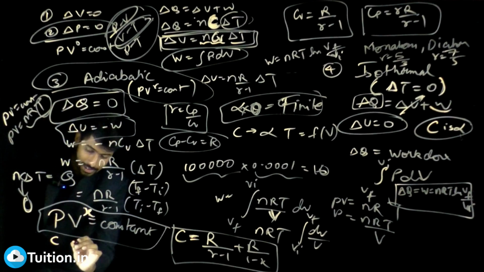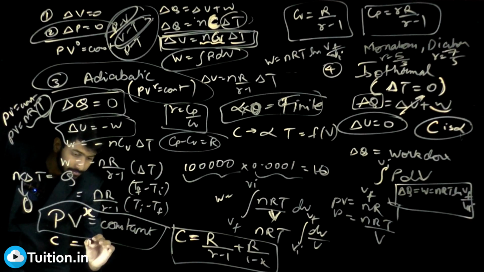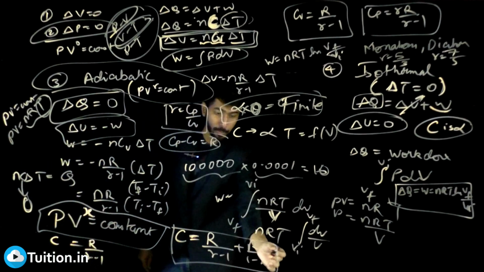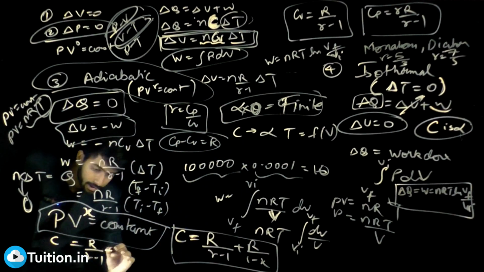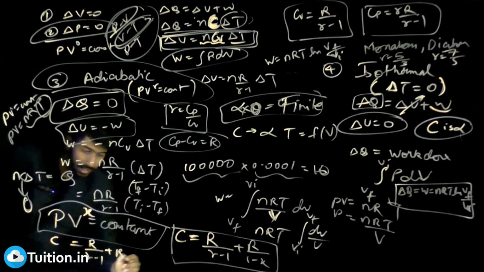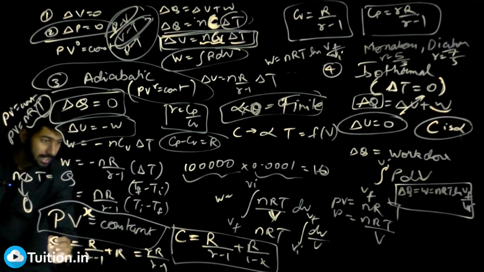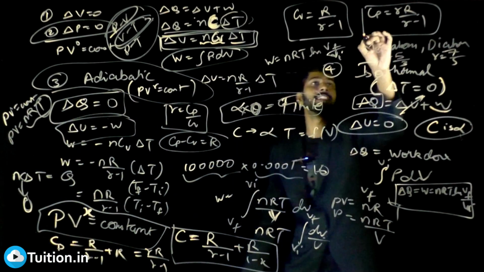So if I want C for the constant pressure process, it's nothing but R by gamma minus 1 plus R by 1 minus x, and you will put x equal to 0 here because I'm talking about a constant pressure process. So R by 1 minus 0 is R, and this will give you gamma R by gamma minus 1, right? So C for a constant pressure process, which is Cp, is gamma R by gamma minus 1, and we already know it is that, right?